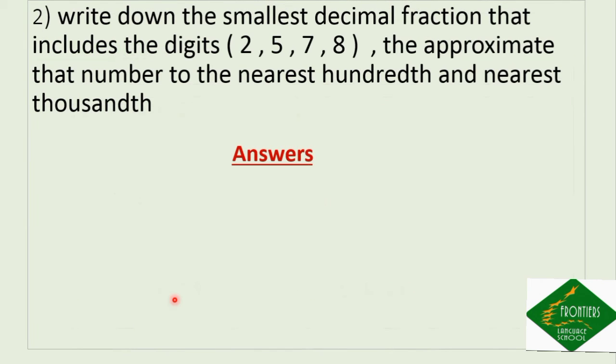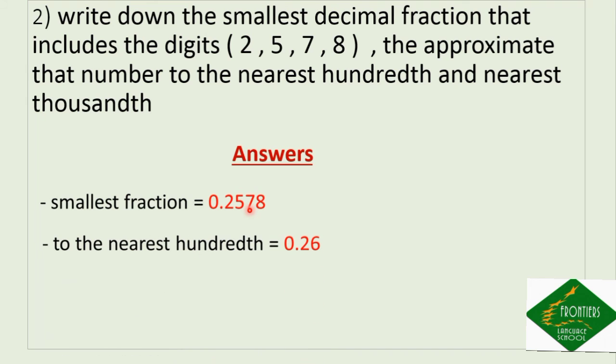Okay, number 2, write down the smallest decimal fraction that includes the digits 2, 5, 7, 8. Then approximate that number to the nearest hundredth and nearest thousandth. When it says write down the smallest decimal fraction, we must put 0 point and arrange the digits from ascending to descending: 2, 5, 7, 8. To approximate to the nearest hundredth, it will be 0.26 because we underline 7 and circle 5. 7 is rich, so it will give 1 to 5, so the answer will be 0.26.